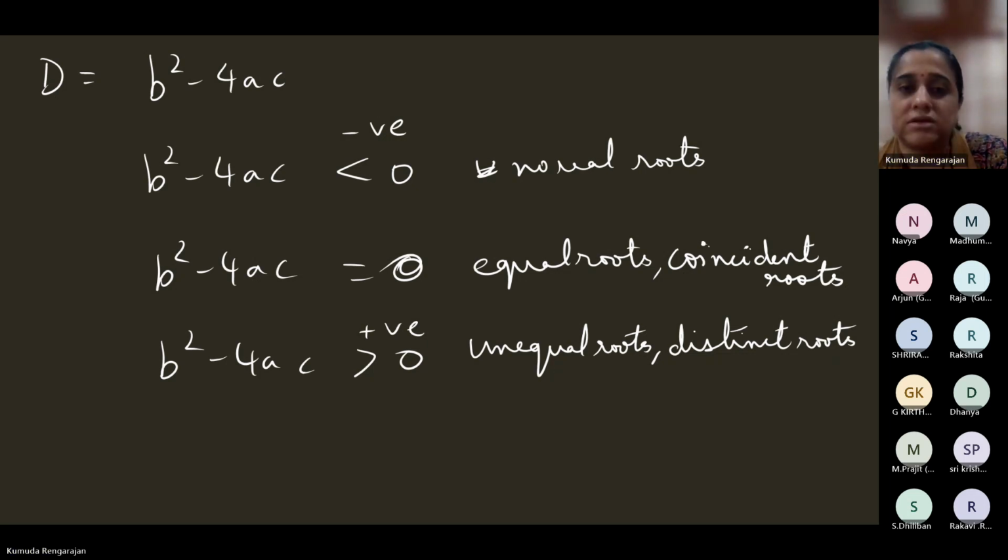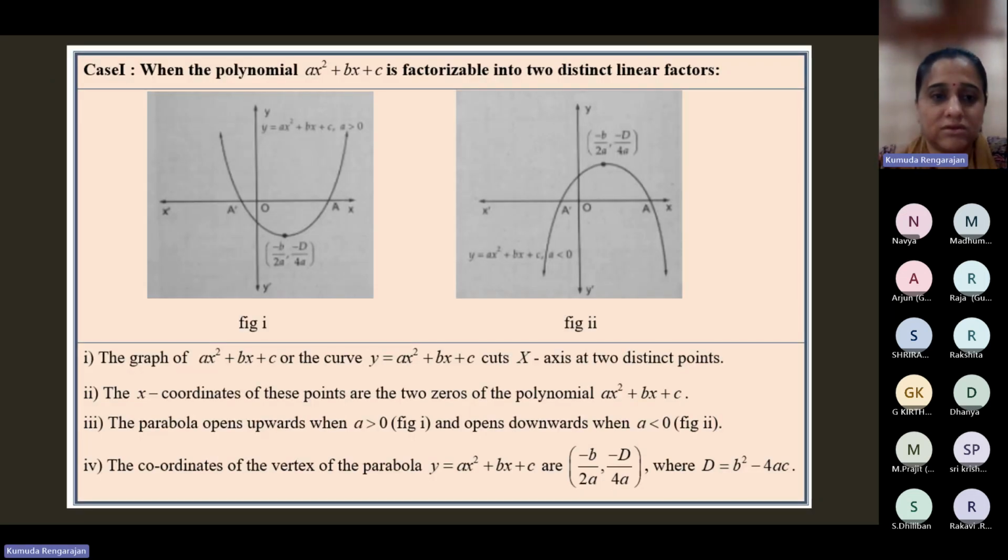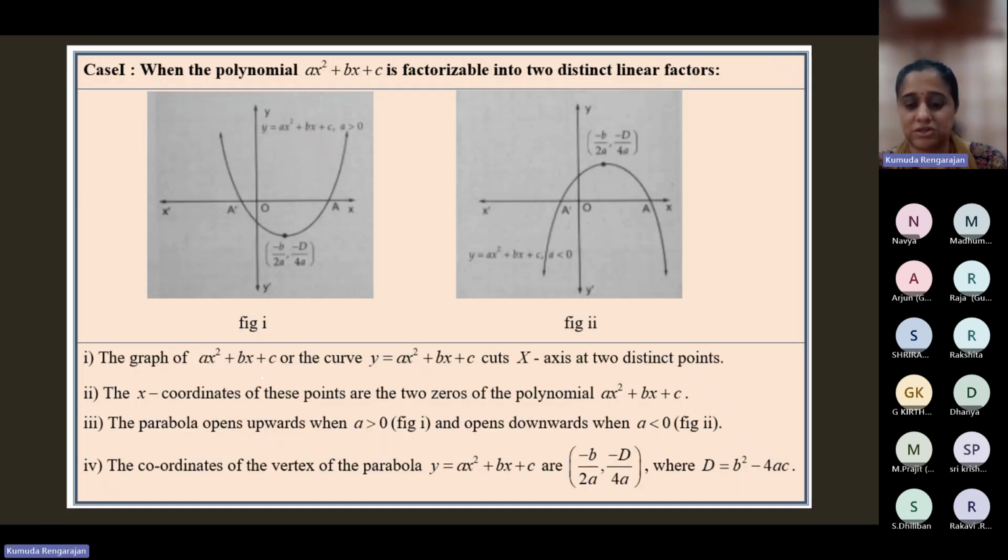All right. Now with this, look at the graphs. I didn't tell you about the highest point of the parabola, which is mentioned everywhere. Okay.